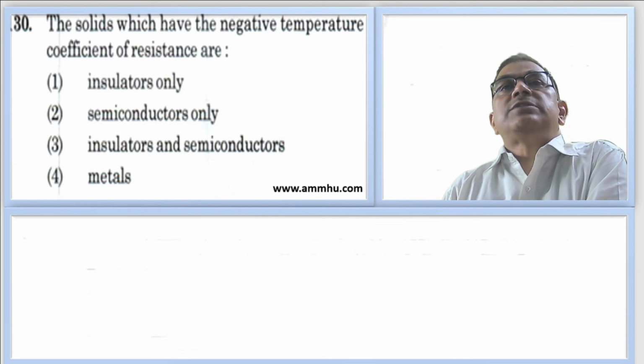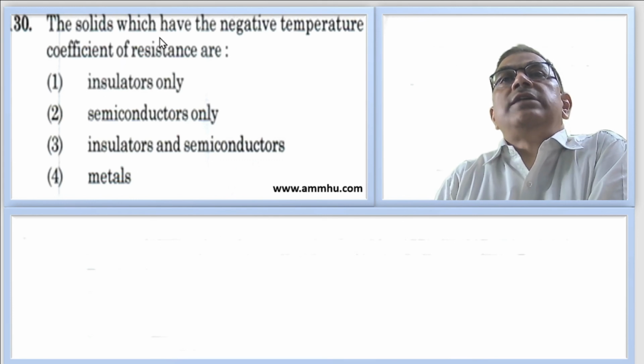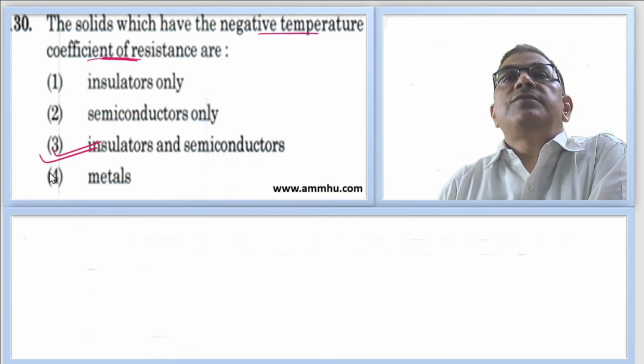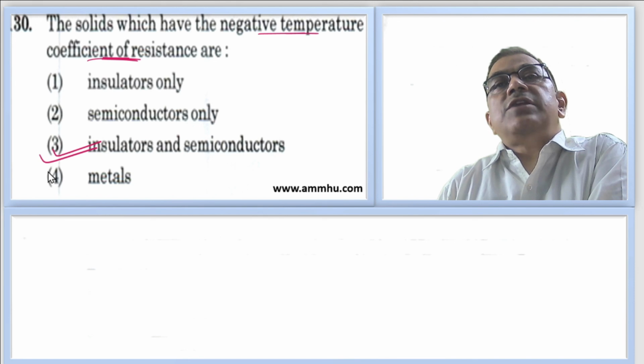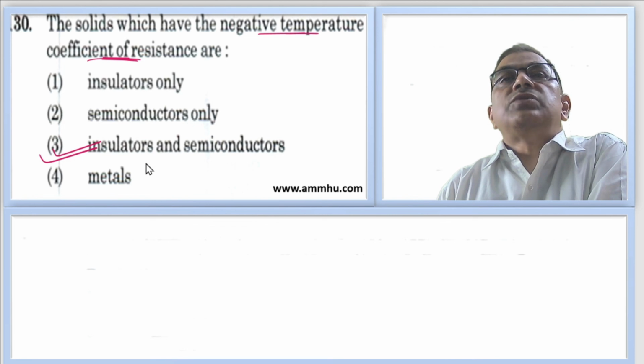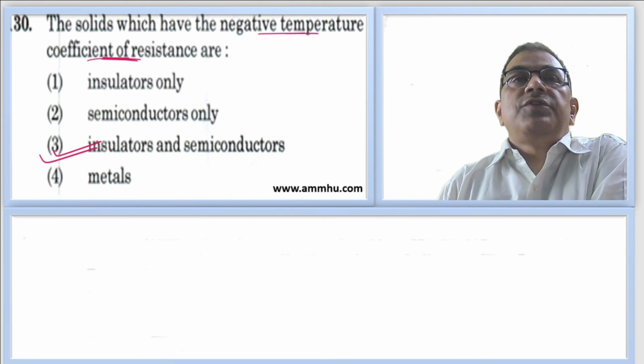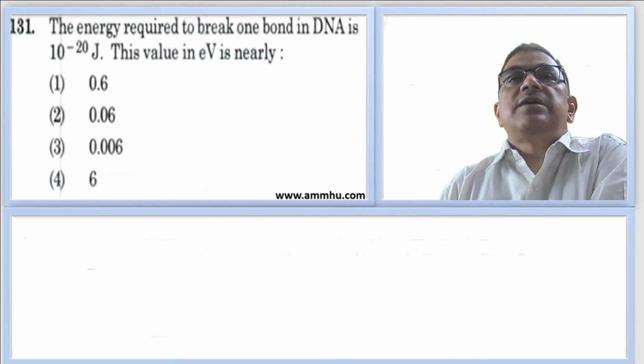Now let's come to this part. The solids which have the negative temperature coefficient, both insulators and semiconductors, have negative coefficient of resistance. When temperature increases, the resistance of semiconductor decreases and also that of insulator decreases. So both insulator and semiconductors have negative temperature coefficient of resistance. Let's come to the next problem.